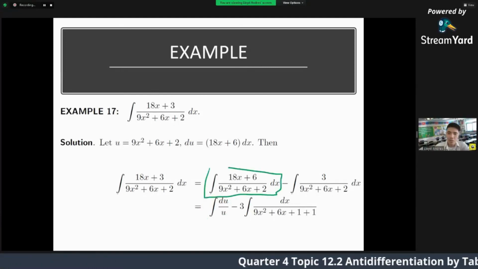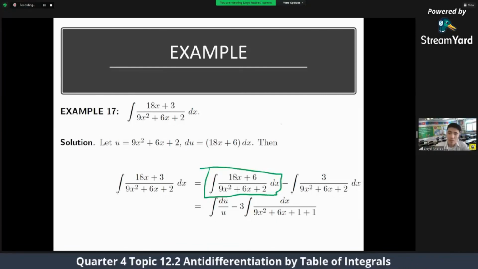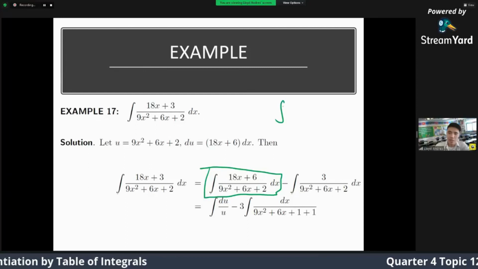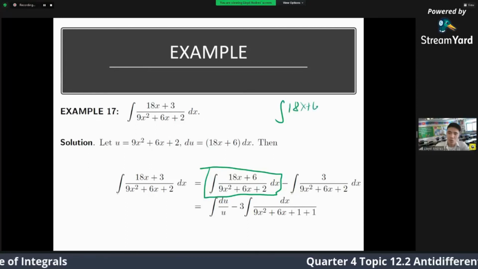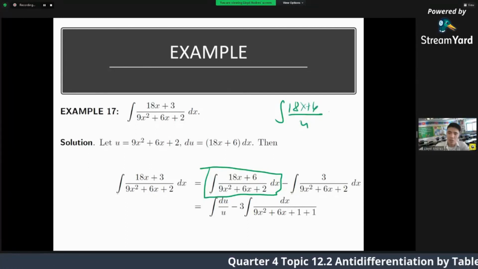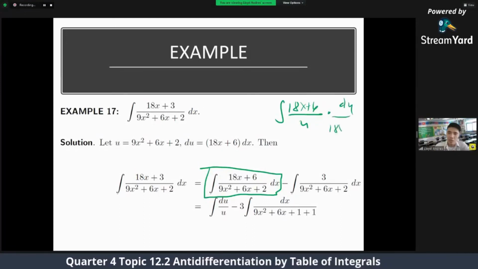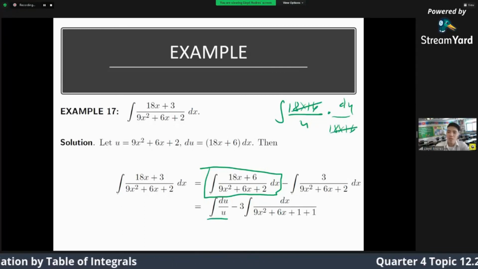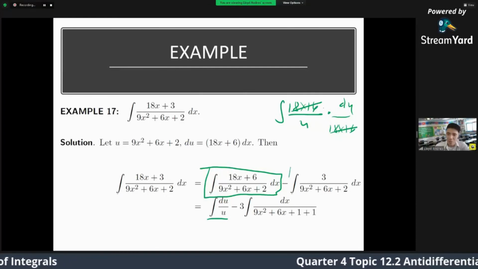Focusing on this part, if we simplify, that is the integral of 18x plus 6 over u, and the dx is du over 18x plus 6, so it cancels out. So it just becomes like this. While the other part is a bit of a challenge.